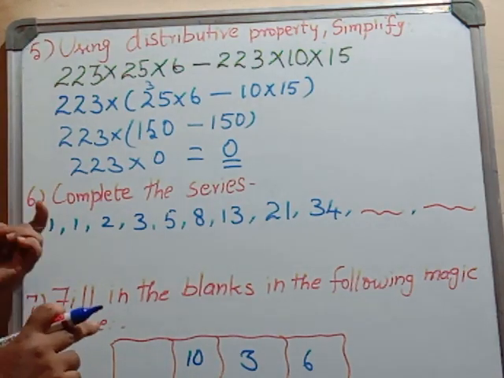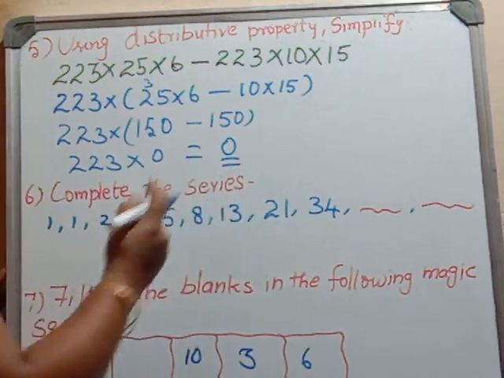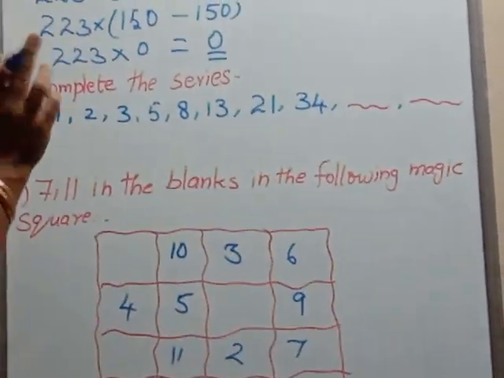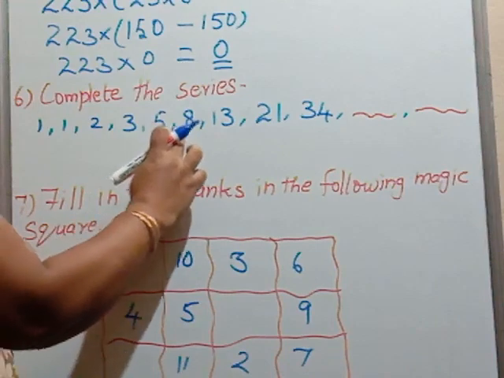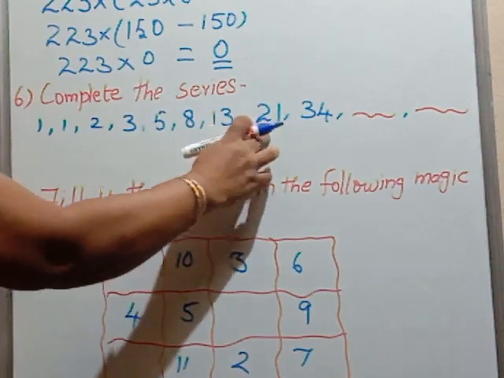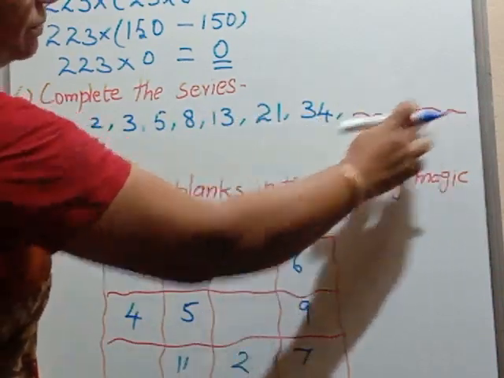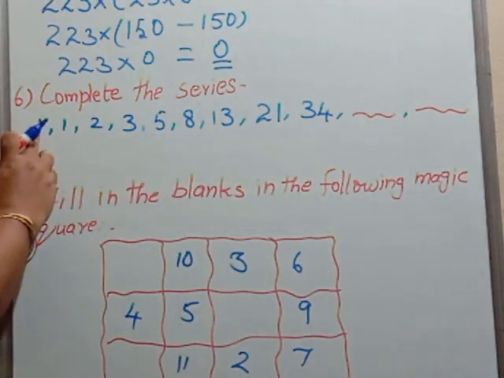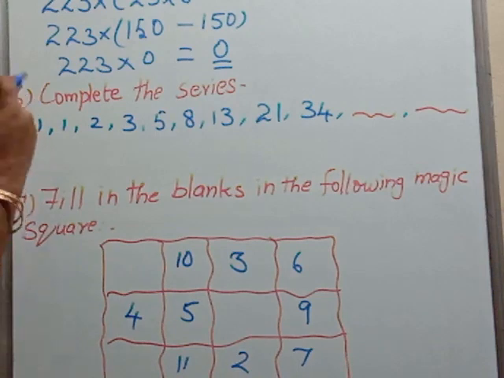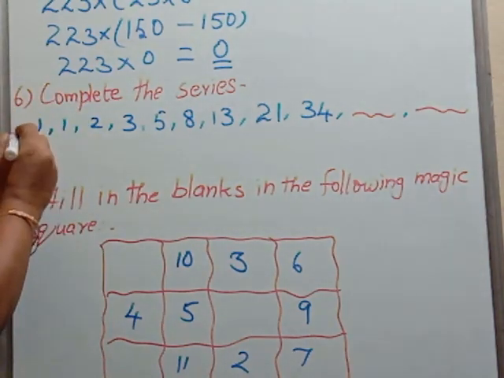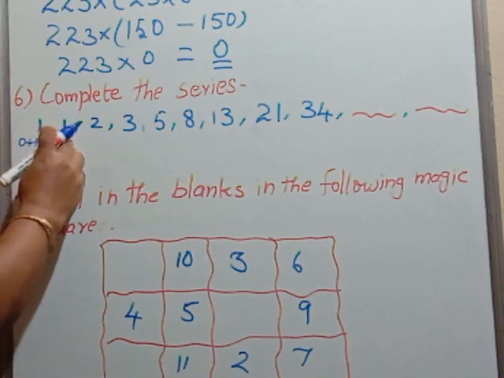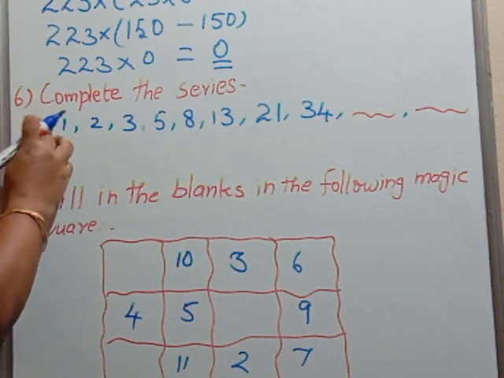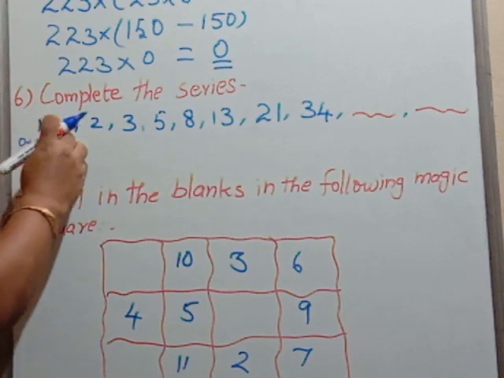Now we'll move to the sixth sum. Complete the series. Here, listen carefully. 1, 1, 2, 3, 5, 8, 13, 21, 34. They asked to complete the series. Here, first number is 1. With 1, if we add which number, we'll get again 1? 0 plus 1 is equal to 1. Understand, children? Now, the second number, these two numbers you have to add. If you add, you'll get 2.